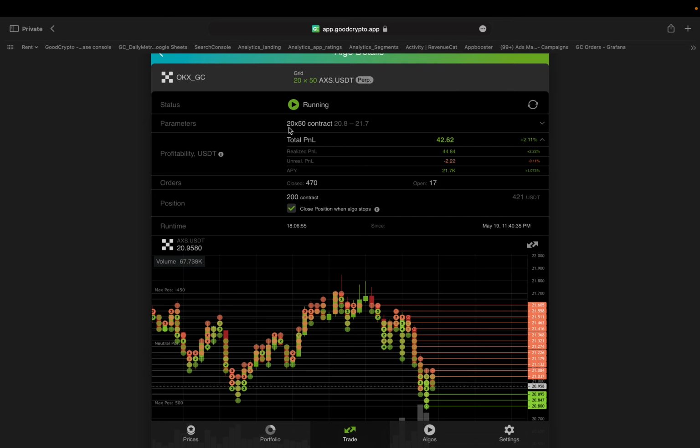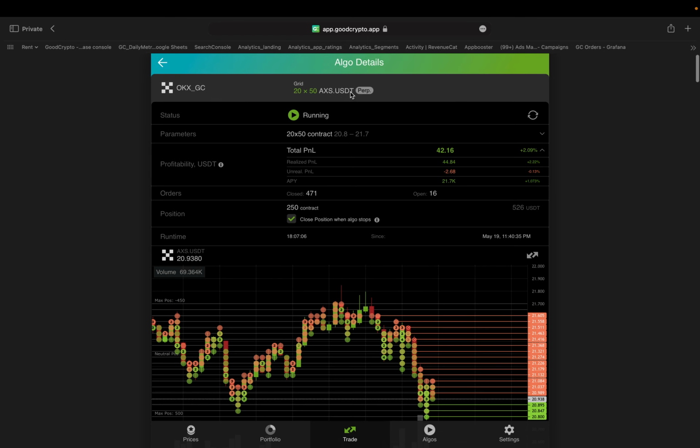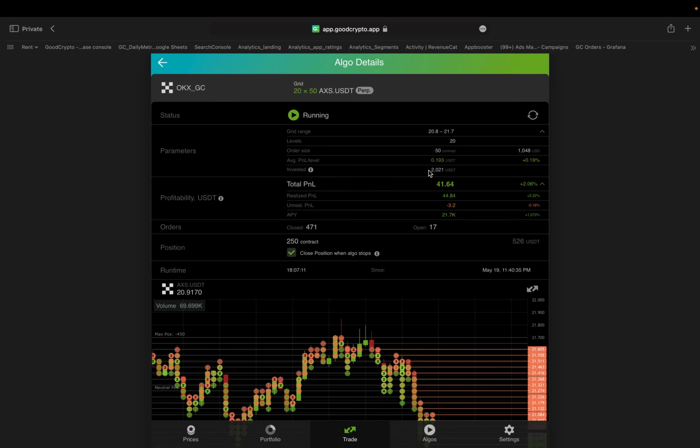Basically, it's a grid. It was set up to run at 20 levels, 50 contracts each, and those 50 contracts roughly represent, for this instrument on OKX, around $100 each. So in total, you can see here that, not here. Let me open the details. You see that the total invested, that means the total locked amount in this grid, the sum of all orders open on the grid, represents roughly $2,021.